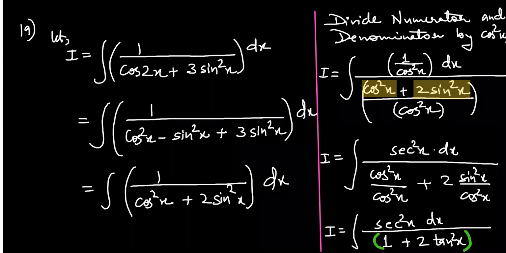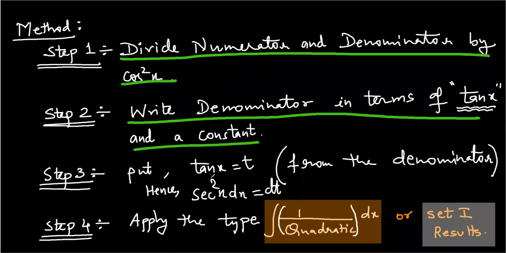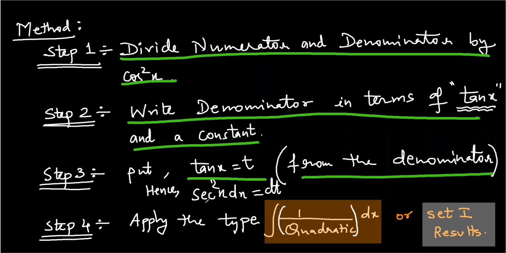What is step 3? Once you have done this, step 3 is to put tan x equals t from the denominator. Okay, so I put tan x as t here. Students, watch this. I write here: put tan x equals t. Put tan of x equals t.